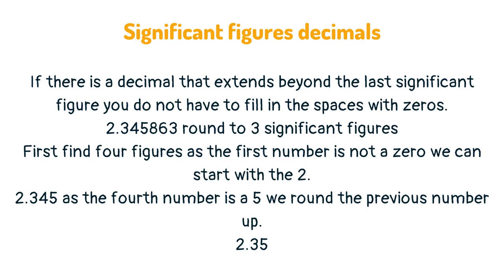If there is a decimal that extends beyond the last significant figure, you do not have to fill in the spaces with zeros. For example, 2.345863. Round to 3 significant figures. First, find 4 figures. As the first number is not a 0, we can start with the 2. 2.345. As the fourth number is a 5, we round the previous number up. 2.35.